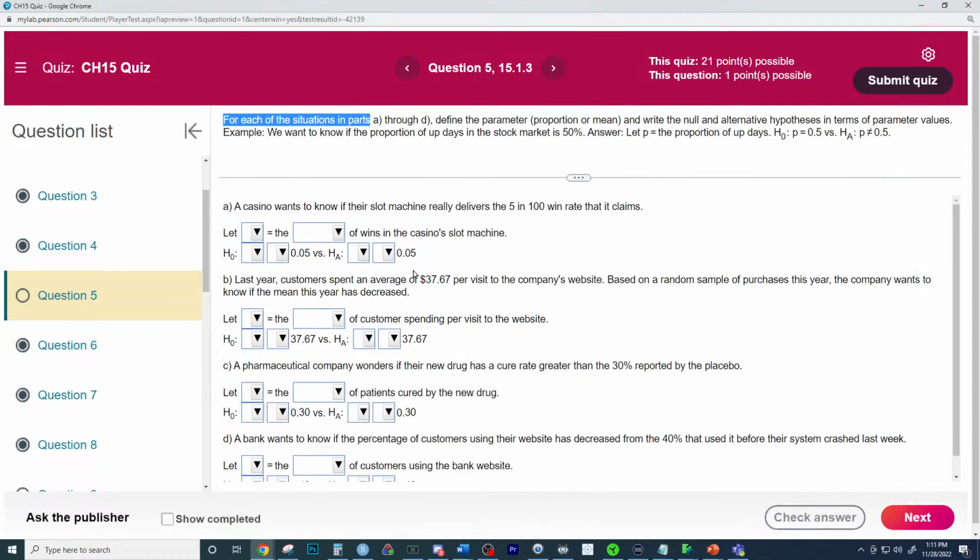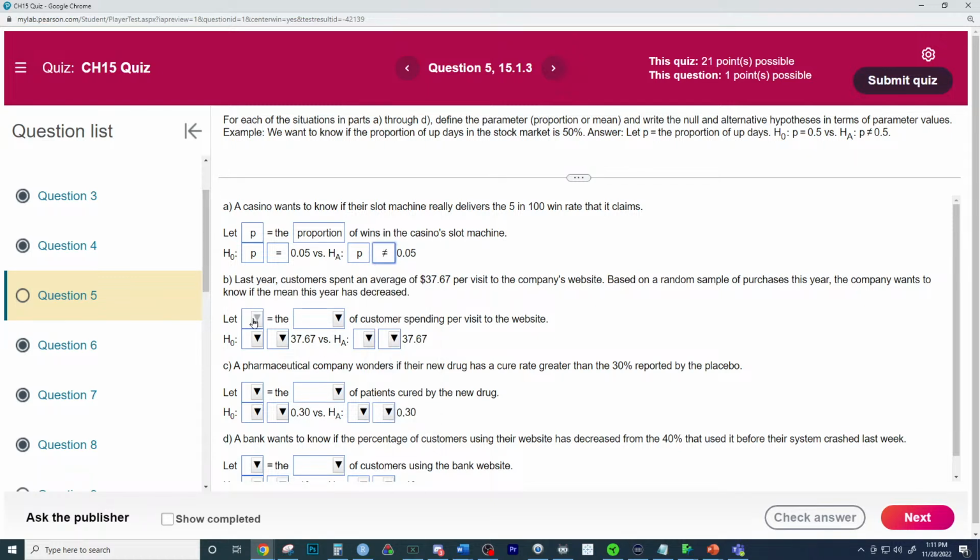Okay. So they want to know if people win this much. That's the proportion of people who win. And the null would be that the proportion is this. And does it really deliver that? We want to see if it's not equal to that. So the alternative would be that it's not equal to.